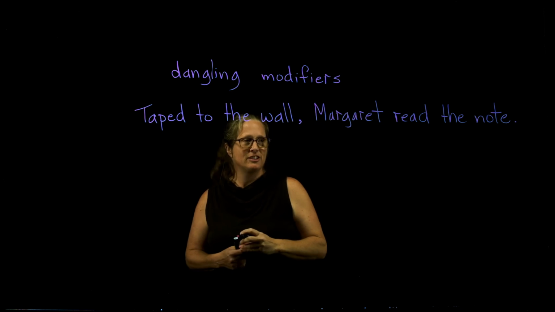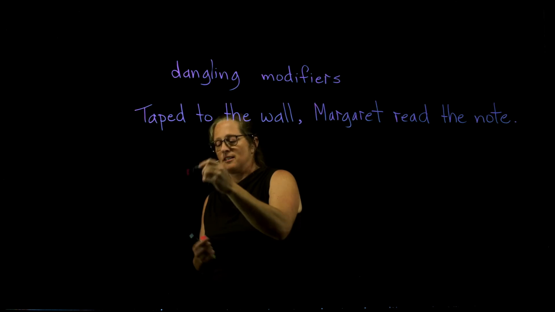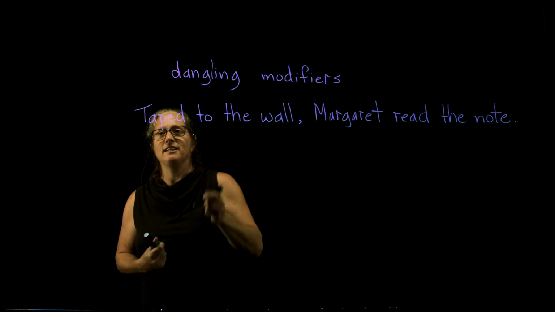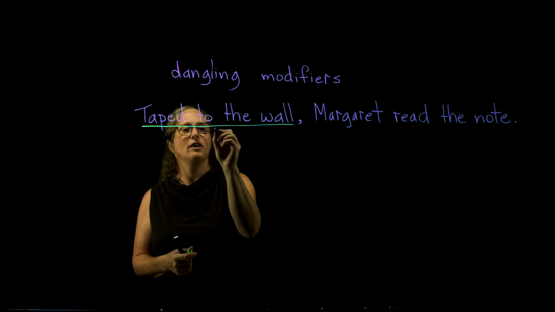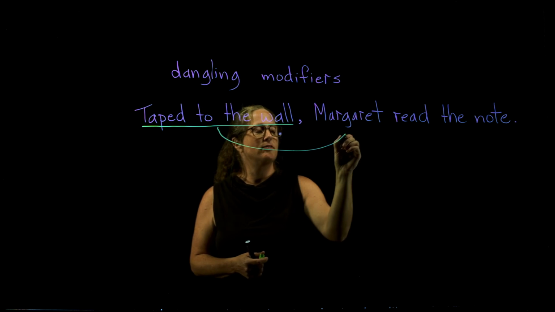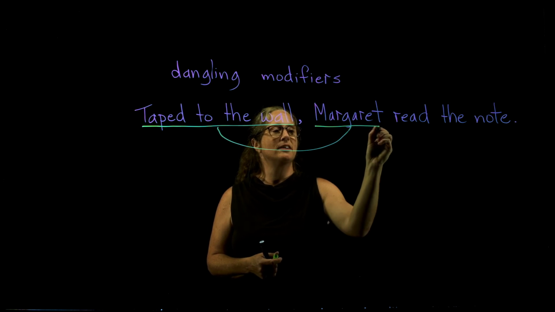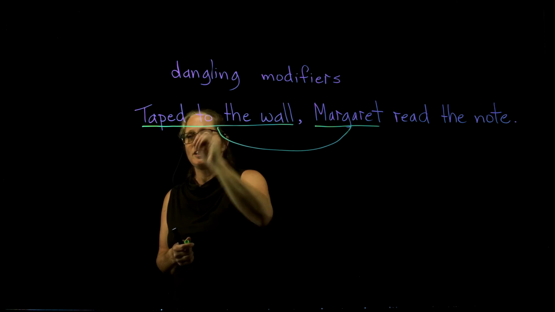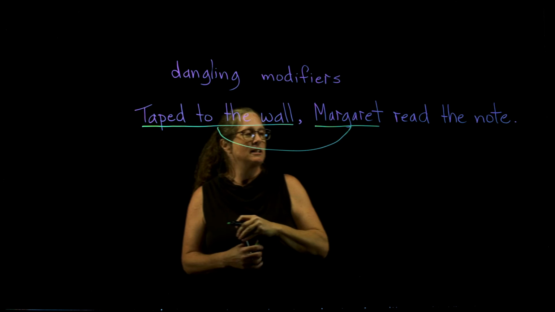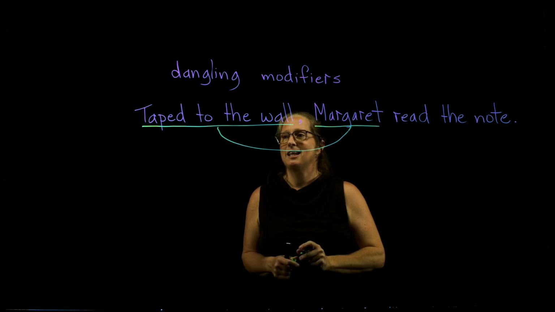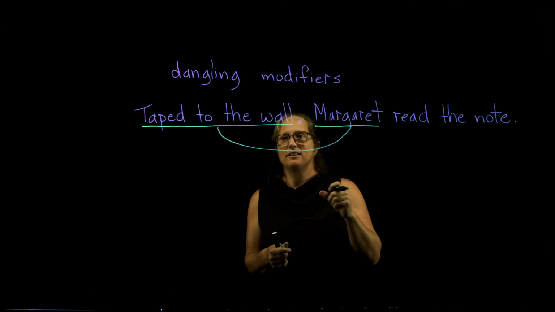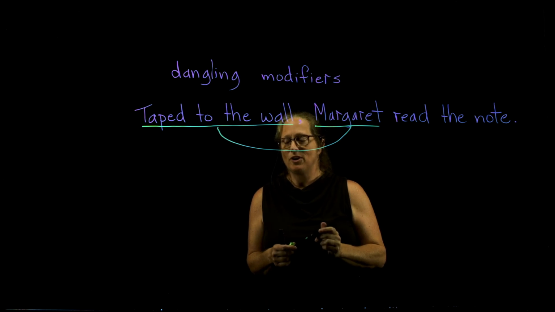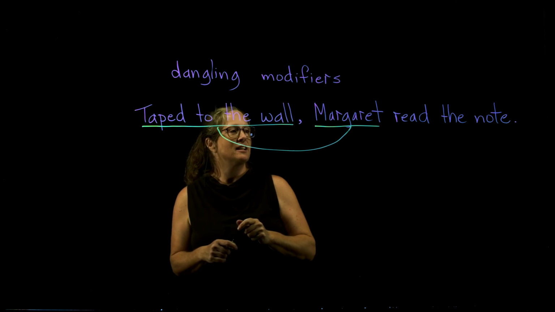So this sounds very strange because the first part here, the phrase, because it doesn't have its own subject, the reader automatically assumes that the first subject mentioned in the main part is the one who did this as well. So that means that in the sentence, Margaret is taped to the wall. Now, I'm assuming that in writing this sentence, the writer wanted to say that the note was taped to the wall. So how do we correct it?